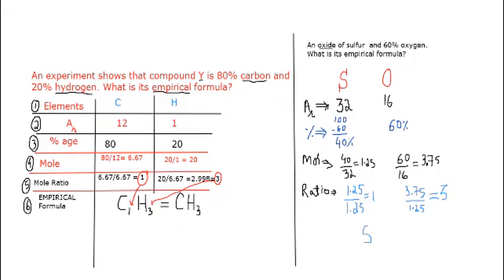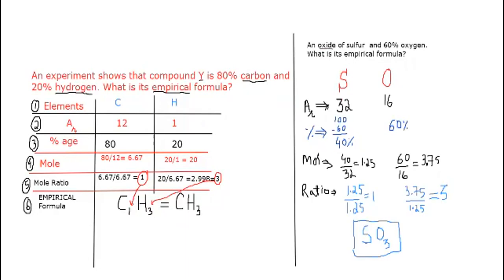SO3, very good. And this is also called sulfur trioxide. But we are not giving any kind of name because the empirical formula just represents the ratio, how they are attaching to one another. It means one sulfur is combining with three oxygen.